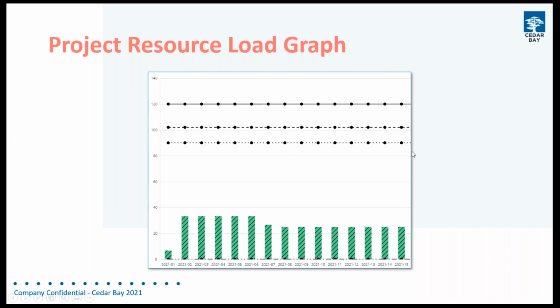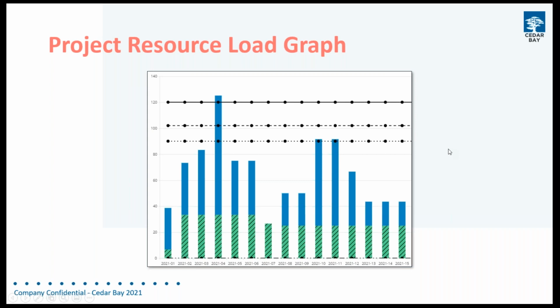But we're also able to see that overlaid with all of the other projects that currently have resource loaded as well. Again, we're just looking at a single resource group, so maybe my designers, and how they're loaded given that we've already got projects in existence. So now I can see that putting my project in has actually caused an overload in this period here. I'm not only over my planning limits, I've actually exceeded the total available capacity as well.